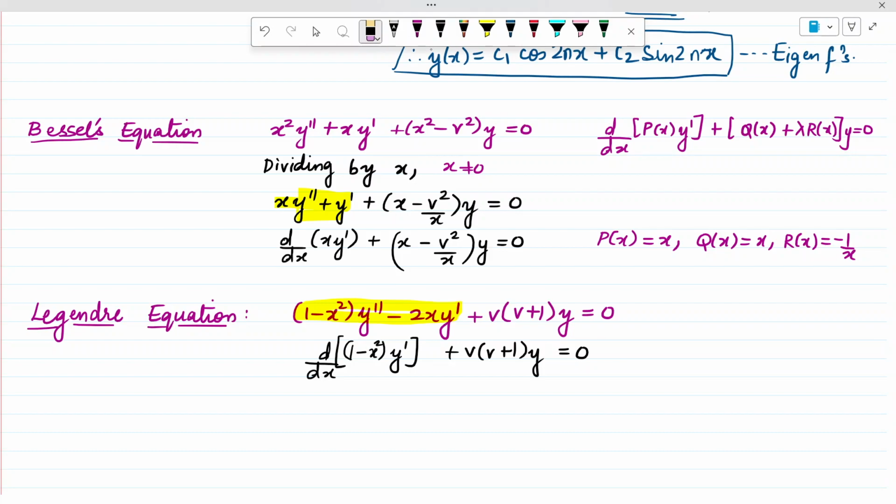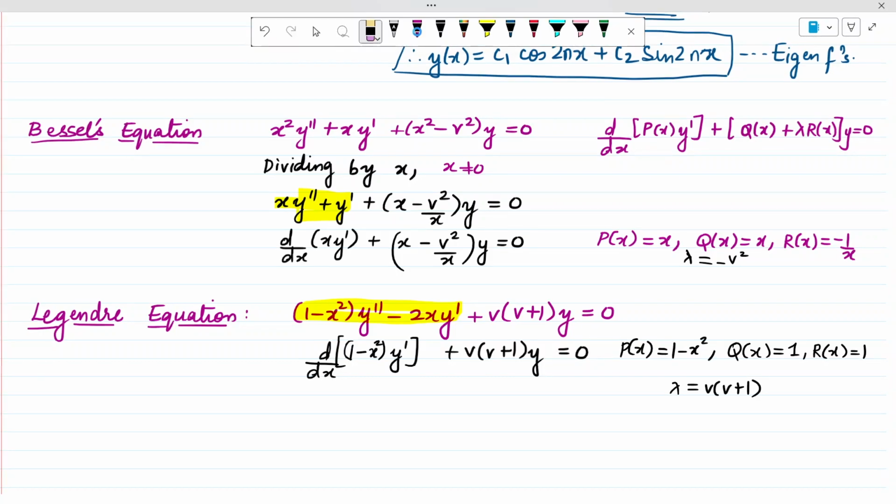It's d by dx of 1 minus x square into y dash, and this gets converted into Sturm Liouville, where your p of x is 1 minus x square, your q of x is 1, your r of x is also 1, and your lambda is actually v into v plus 1, where v's are constants. And in the earlier case, lambda was negative v square. So I hope how to convert these standard problems into Sturm Liouville is clear.